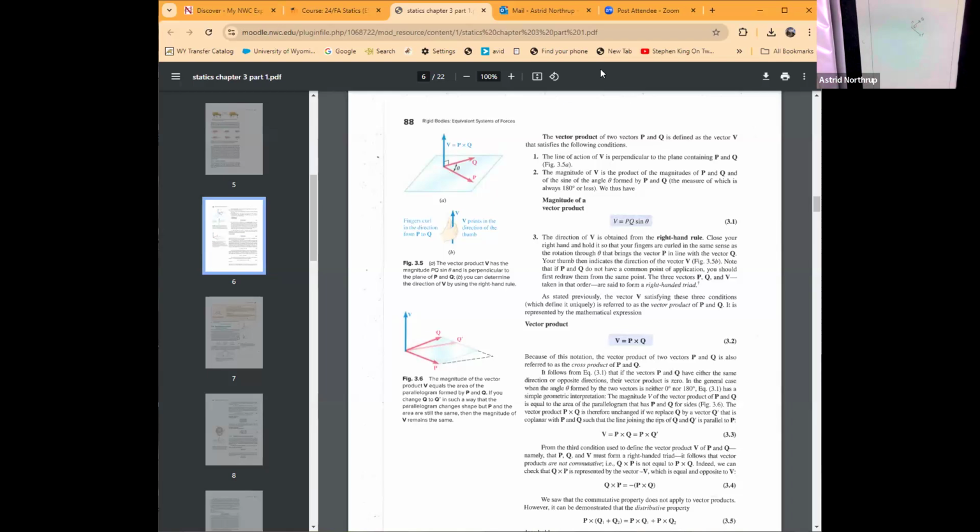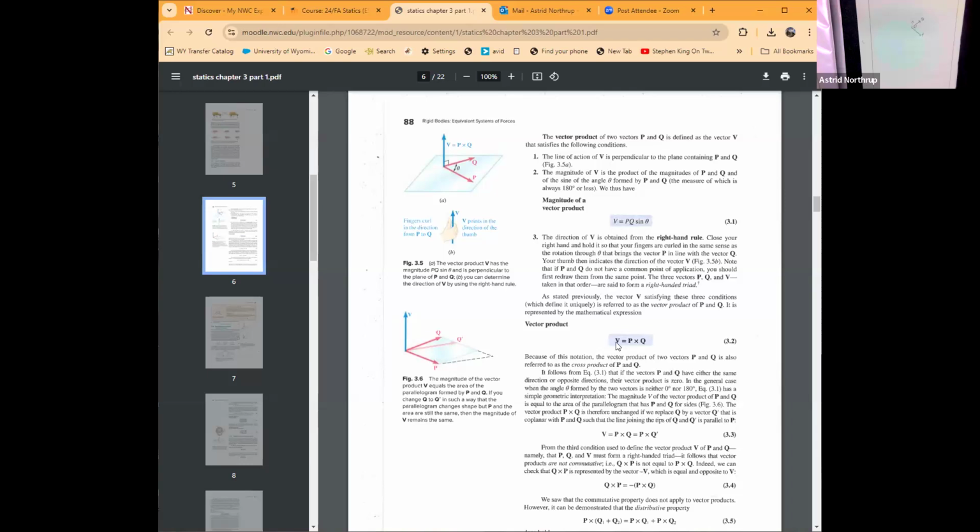The magnitude of that vector is, and this is some more stuff that I want to show you. You'll notice that these are not bold, right? So this means not vector P or vector Q specifically, but it means the magnitude of P times the magnitude of Q times the sine of the angle between them when you put their tails together is equal to the magnitude of V.